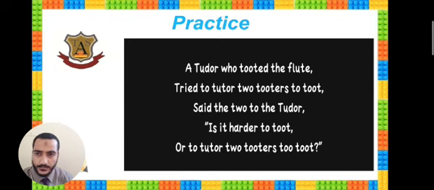Okay, let me read it for you. A tutor who tooted the flute tried to tutor two tutors to toot. Said the two to the tutor, is it harder to toot or to tutor two tutors to toot? Try to say it fast, okay, and you will be fluent and you can talk without stops.